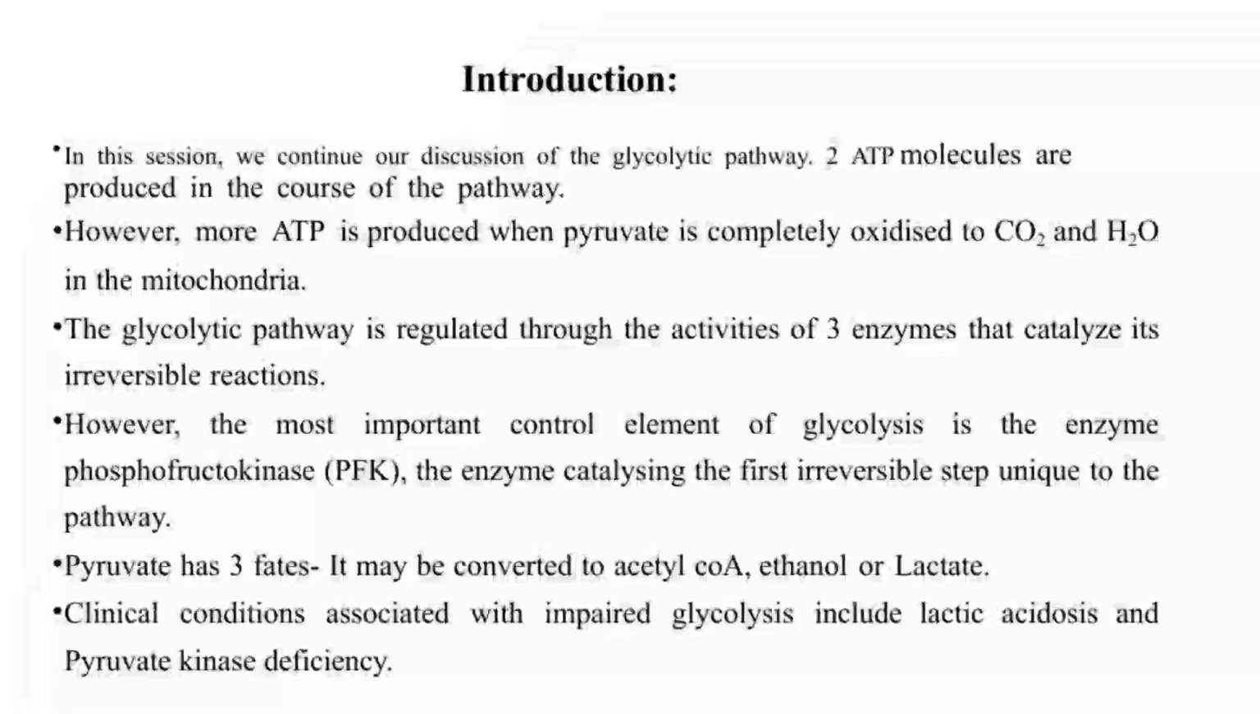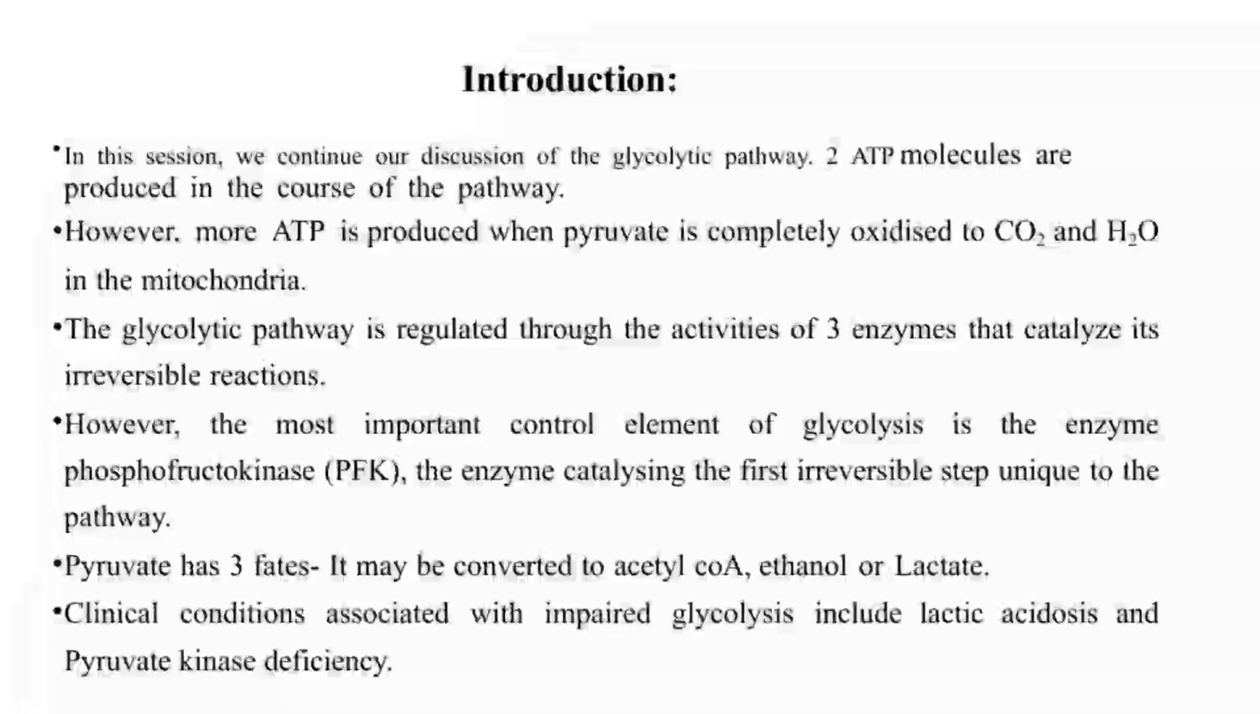Among these, the most critical control point is the enzyme phosphofructokinase, or PFK, because it catalyzes the first irreversible step that is unique to glycolysis. Now, once pyruvate is formed, it has 3 possible fates. It can be converted into acetyl-CoA, ethanol, or lactate, depending on the cellular conditions. Understanding these pathways is crucial because impaired glycolysis can lead to clinical conditions such as lactic acidosis or pyruvate kinase deficiency, which highlight how vital this process is for normal metabolism and health.